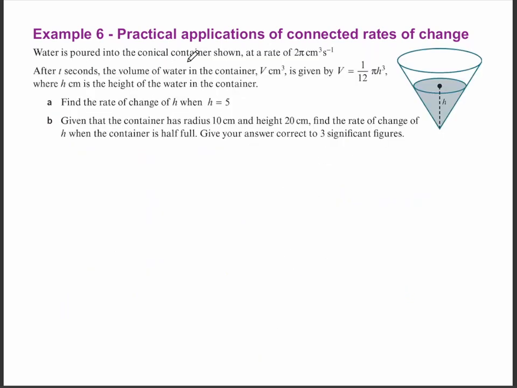Water is poured into the conical container shown at a rate of 2 pi centimeter cube per second. That means the volume is changing at the rate of 2 pi centimeter cube per second. Therefore, dV over dt is equal to 2 pi. After t seconds, the volume of water in the container, V centimeter cubed, is given by V equals 1 over 12 pi h cubed, where h is the height of the water in the container. Find the rate of change of h when h equals 5. So we want to find what dh over dt is when h is equal to 5.